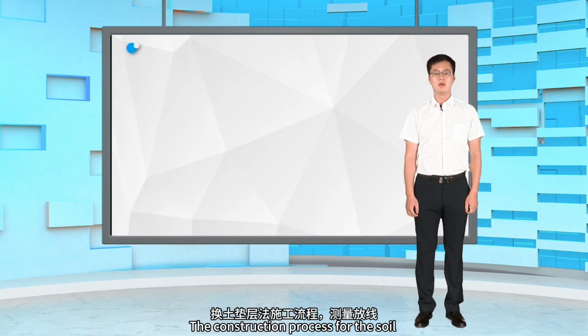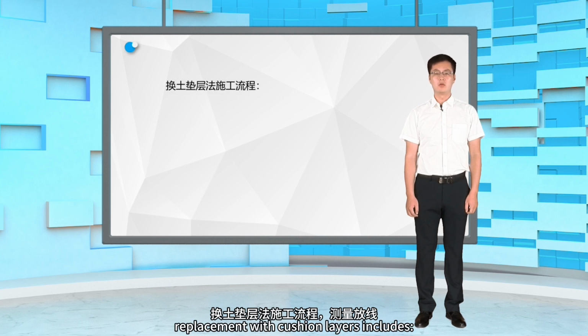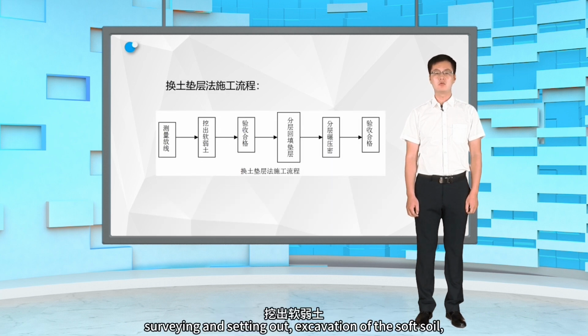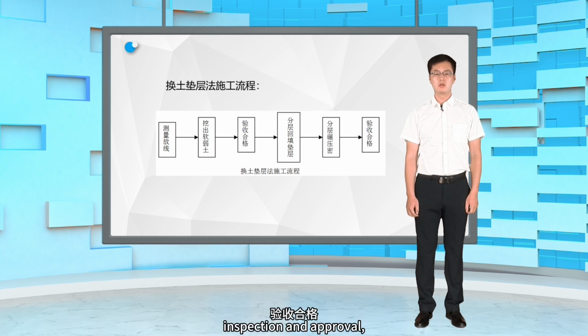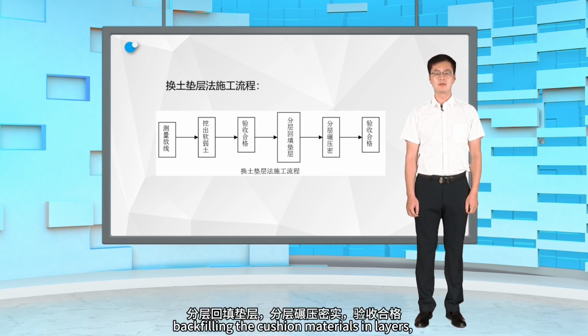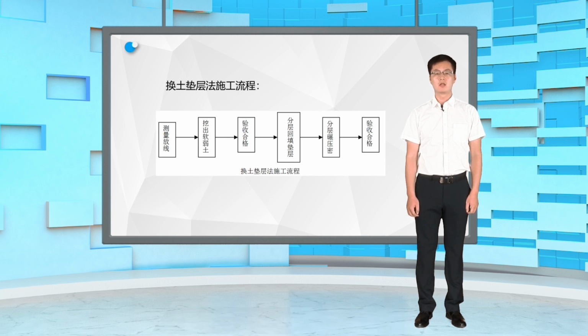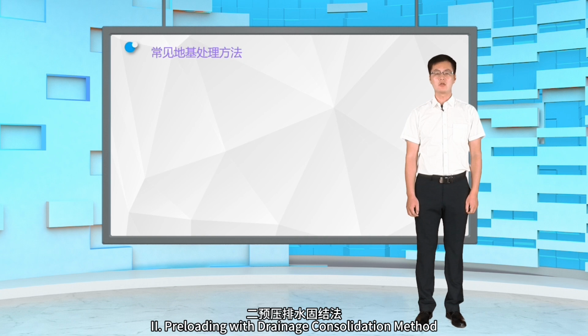The construction process for the soil replacement with cushion layers includes surveying and setting out, excavation of the soft soil, inspection and approval, backfilling the cushion materials in layers, compacting each layer to the required density, and final inspection and acceptance. Second, preloading with drainage consolidation method.